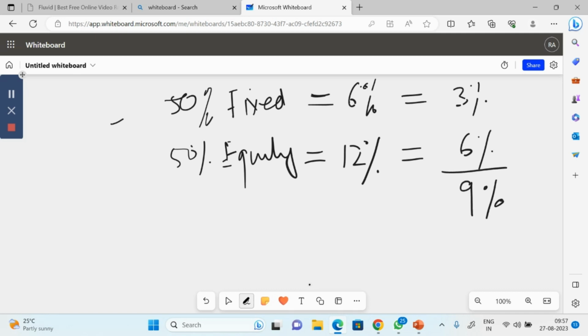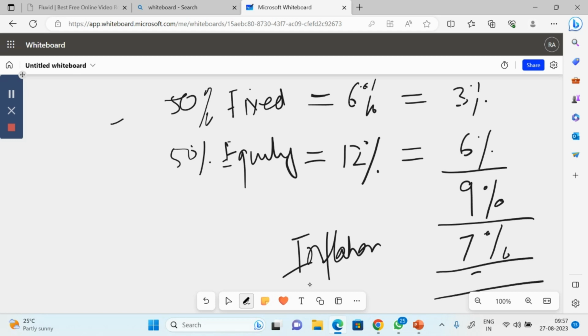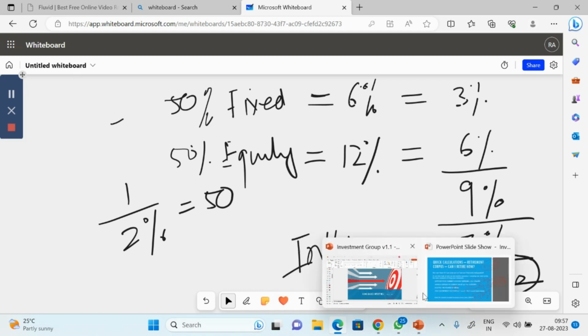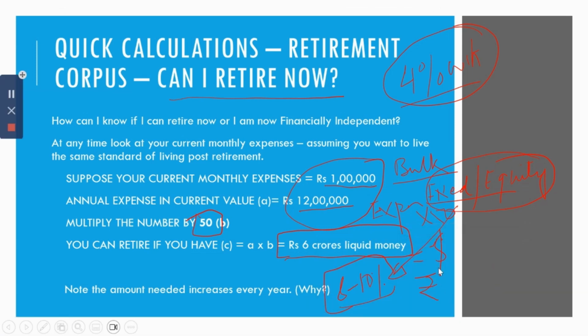You get that? If your inflation is around 7%, then the net you receive is only 2%. So that is all you can actually withdraw safely. That is the calculation. So 1 by 2% is equal to 50. That's where the 50 comes from. Okay, sir. Understand. Thank you, sir.